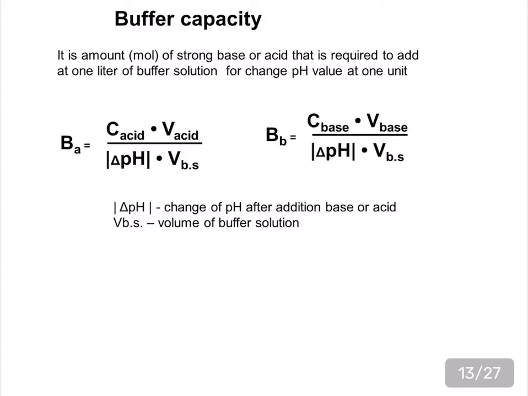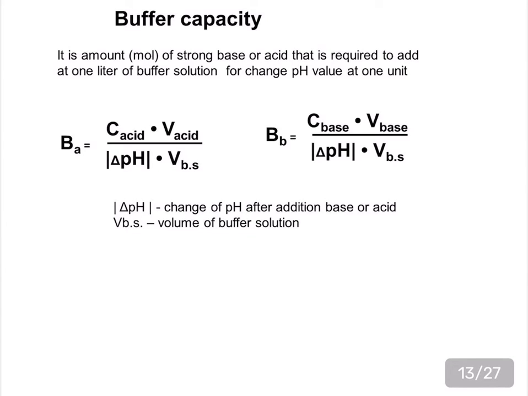There are two measures of buffer capacity. The first is acidic buffer capacity, which is designated as Ba. And the second is basic buffer capacity, Bb. They are calculated according to the same formula.